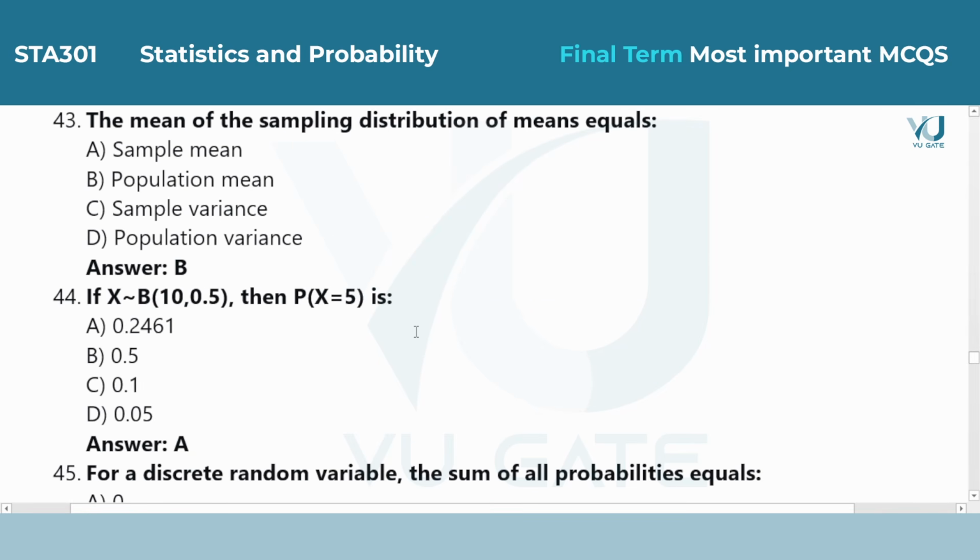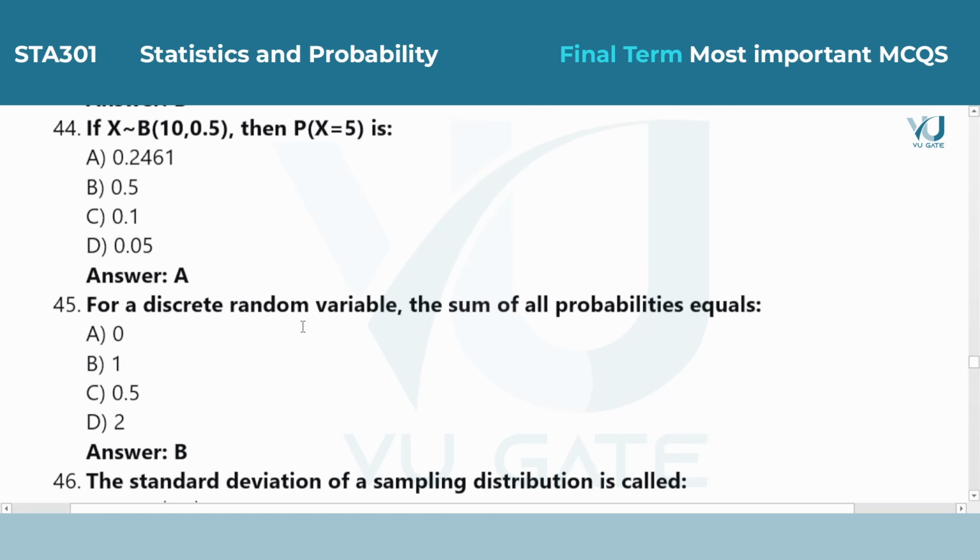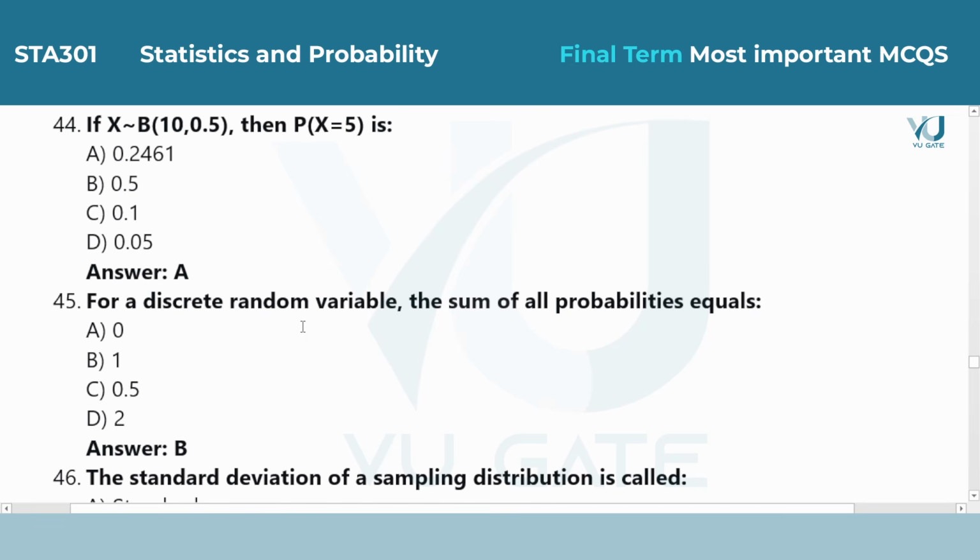Question: the mean of the sampling distribution of means equals? Answer: B. Population mean. Explanation: according to the central limit theorem, the average of all possible sample means will be equal to the true mean of the population. Question: if X follows a binomial distribution with 10 trials and 0.5 probability, then P of X equals 5 is? Answer: A.